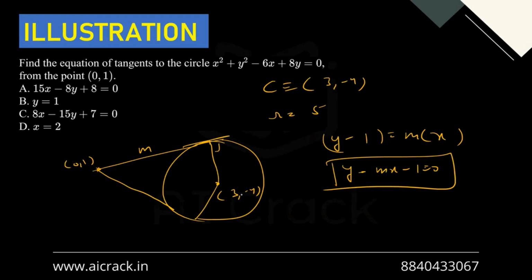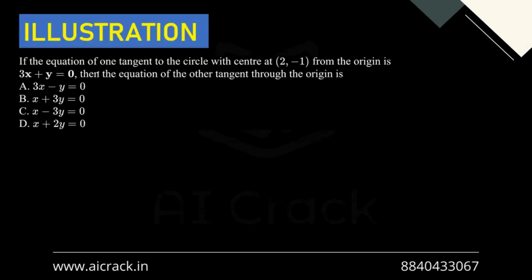So all we have to do, just drop the perpendicular from 3 comma minus 4 onto this variable tangent equation, and you will get the value of m, and you will get two equations. Okay, this is how you have to solve it. Now let's solve this question.